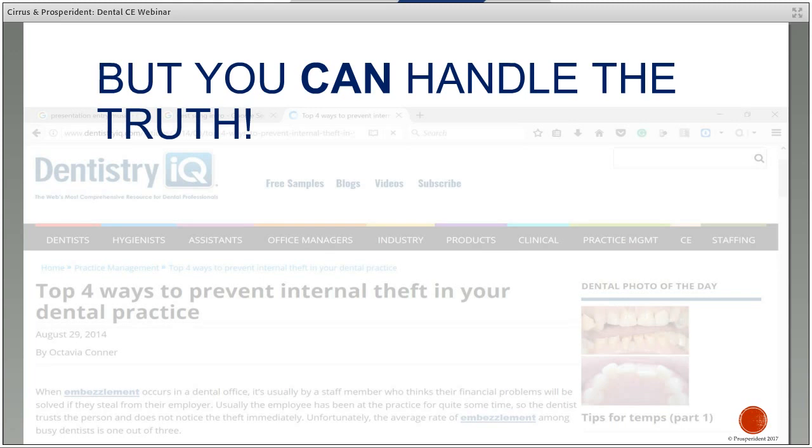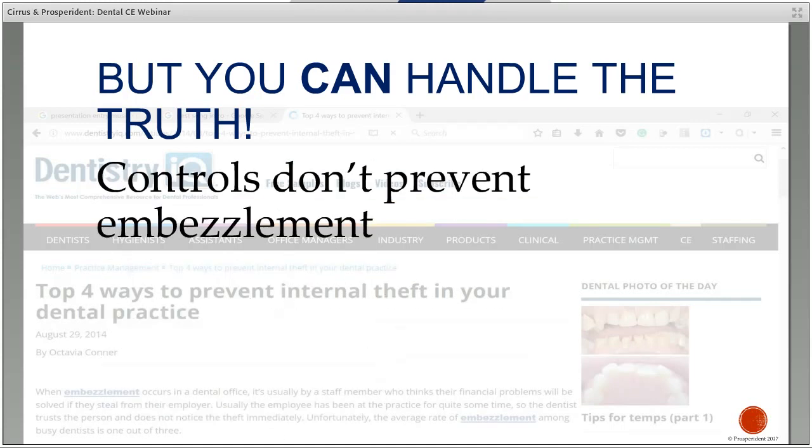Here's an article from a good publication, Dentistry IQ, and it's called Top 4 Ways to Prevent Internal Theft in Your Dental Practice. And as soon as I see that word prevent, I know that I'm dealing with somebody who really doesn't understand this issue. And they go on to list some controls, but here's the truth. Controls don't prevent embezzlement. I think what everybody does here is they misanalogize. They draw from other parts of their life that they maybe understand a little bit better.